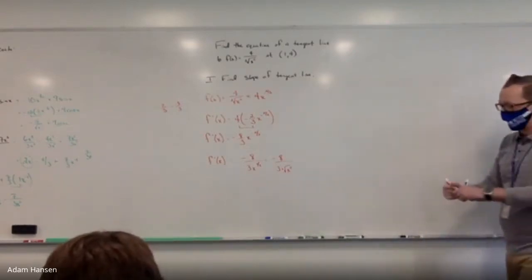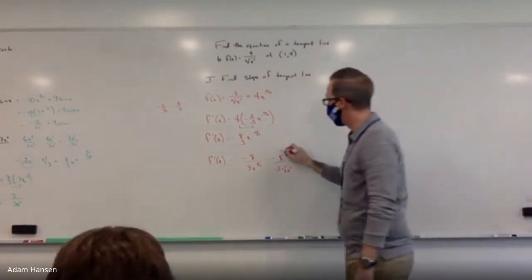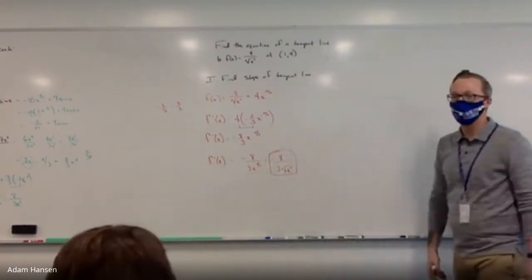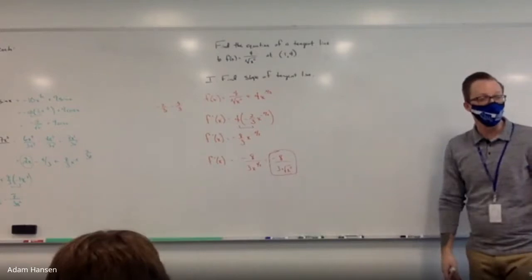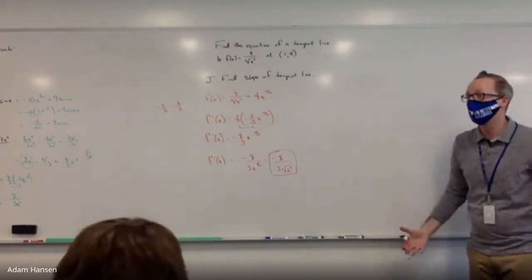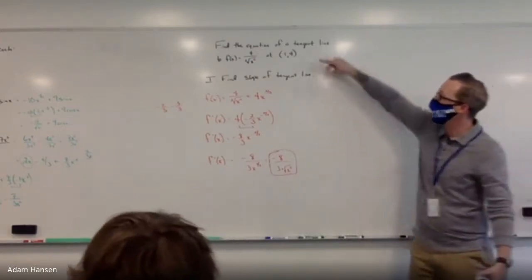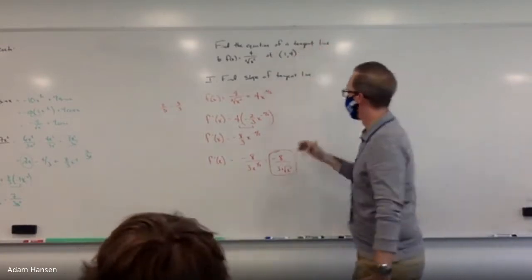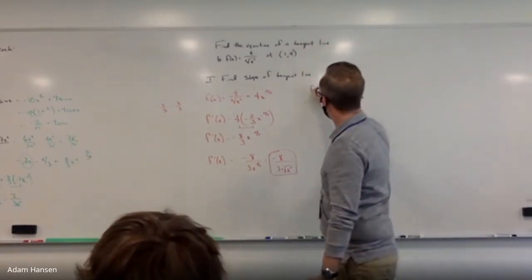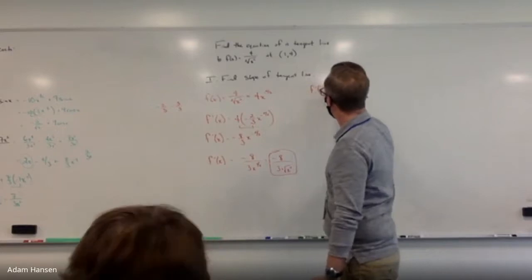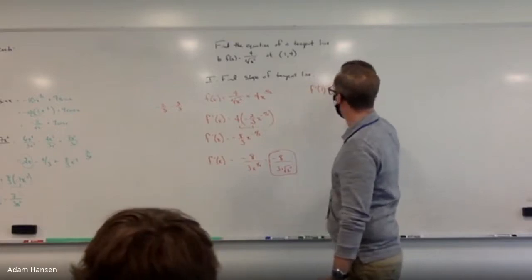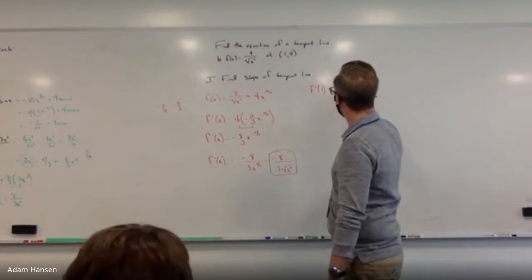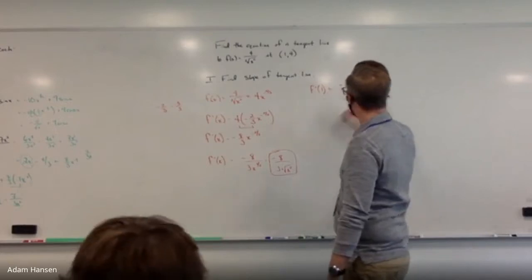Okay. Here's a function to find the slope of the graph at any point that I want. What's the point that I need? 1. So I plug in what for x? To find the slope of the graph at this point, what do I plug in for x? 1. F prime of 1 will tell me the slope of the graph at the coordinate 1, 4. Negative 8 over 3 times the cube root of 1 to the 5th.